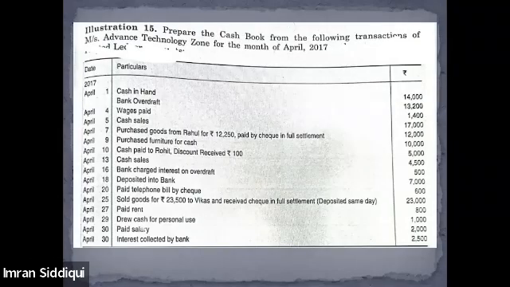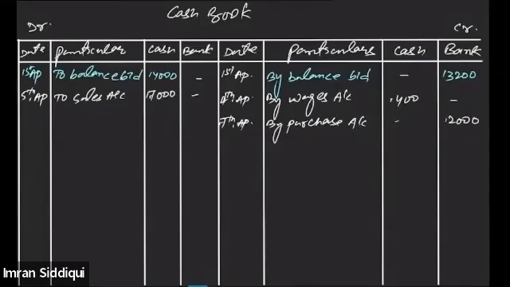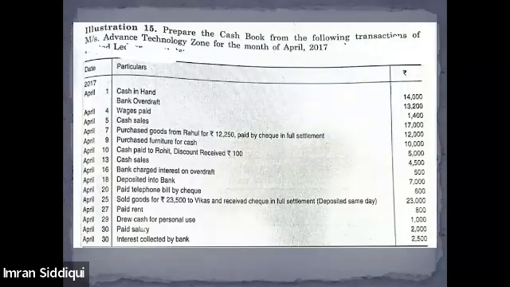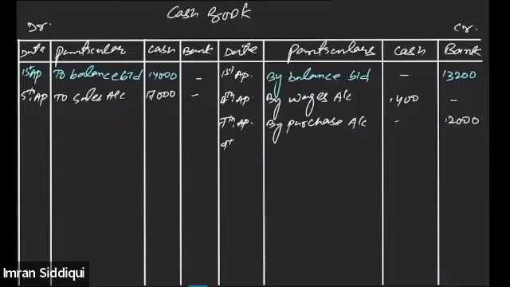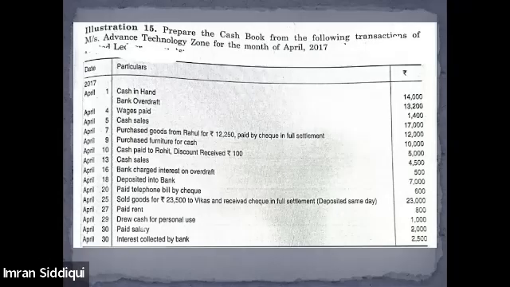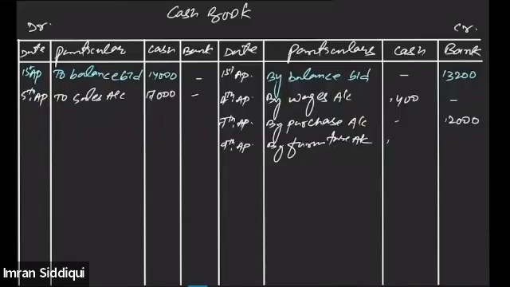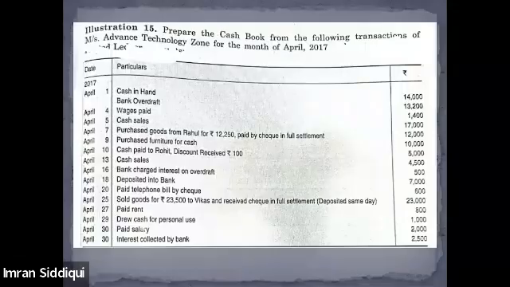Then the next item, purchase furniture for cash. So on 9th of April, we bought furniture, to buy furniture account. And it is specifically given in the question that we bought this for cash. So this is to be recorded in the credit side of the cash column in the cash book. Okay, so 10,000. Then the next item.